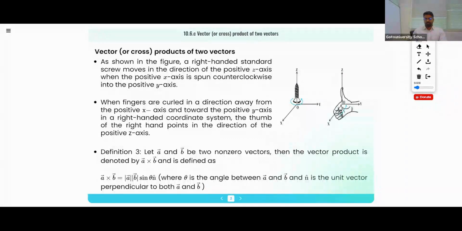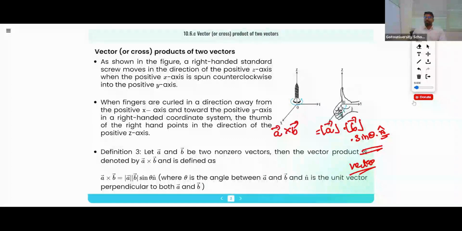Why are we discussing that here? When the fingers are curled in the direction away from the positive x-axis towards the positive y-axis, a right-handed coordinate system is formed, and the thumb of the right hand points in the direction of the z-axis. Then, if you want to take a cross product of the two vectors, it is magnitude of A, magnitude of B into sine theta into n cap. That n is a unit vector in the direction of the screw moving upward. So as the entire product comes as a vector at the end, it's called vector product.